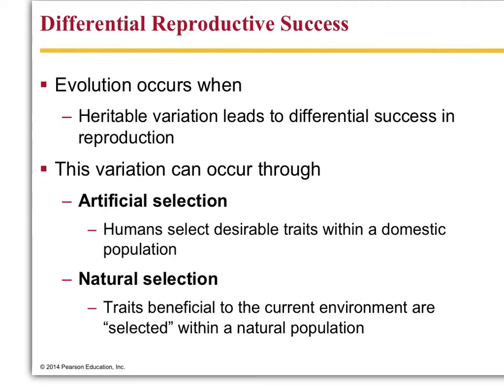So artificial selection is done. We do this all the time. So humans can do this by selecting what we consider desirable traits within what we call a domestic population, something that we are breeding.